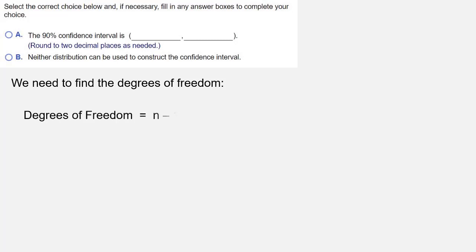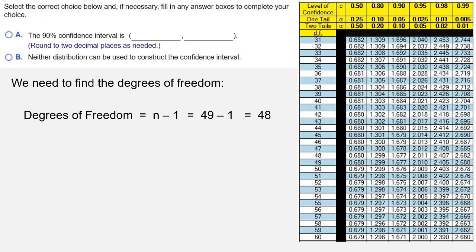Degrees of freedom are n minus 1. The n in this problem was 49. So we're looking at 49 minus 1, which is 48. So we need the t-distribution now. We're going to look for where the degrees of freedom 48 intersect with a level of confidence of 90%, and that happens at a value of 1.677. So that's our t_c value.